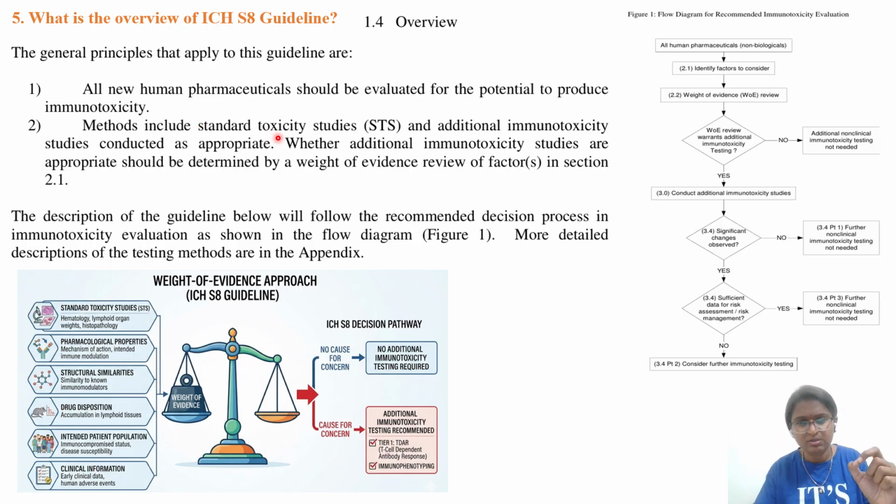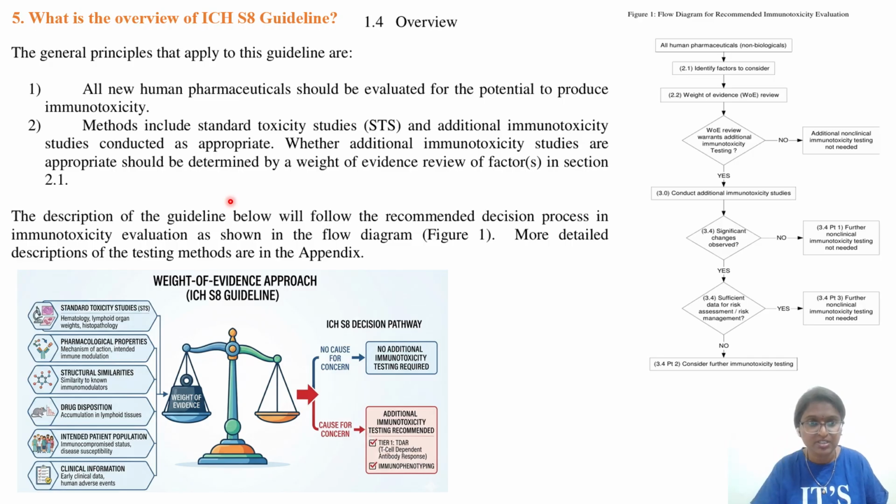Second one is methods. What are the methods? They include standard toxicity studies, STS, that I told you, the battery of toxicology studies, and additional immunotoxicity studies conducted as appropriate. Based on the decision tree, you have to decide whether we need additional studies or not. Whether additional immunotoxicity studies are appropriate should be determined based on weight of evidence review of factors in section 2.1. So 2.1, we have discussed in the previous video also. The next video also will discuss in detail.